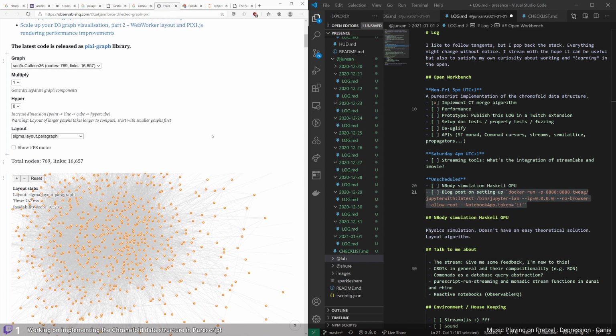Okay, so layout algorithm, good. I'm interested in that. And then I'm interested in the GPU. And I'm interested also in streaming abstractions on top of all this. And that's kind of a stretch goal.